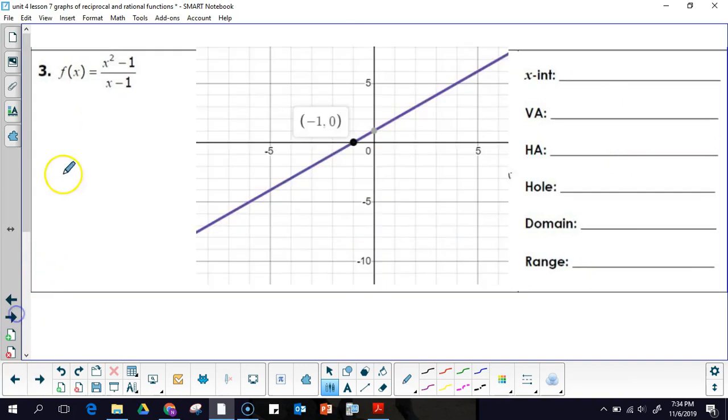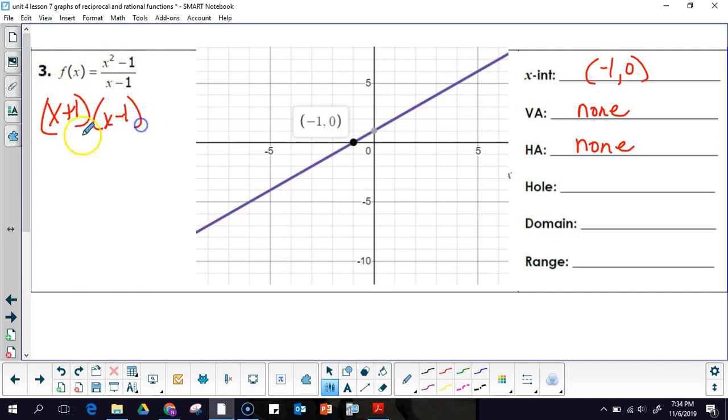All right. Let's look at number 3. Okay, number 3 is interesting. X-intercept, oh, excuse me, -1, 0. Vertical asymptote, none. Horizontal asymptote, there isn't one. Now, hole. Let's factor this. This is going to be x plus 1, x minus 1 over x minus 1. So that means there is a hole. We'll go ahead and tell you what it is. It's at 1, 2.